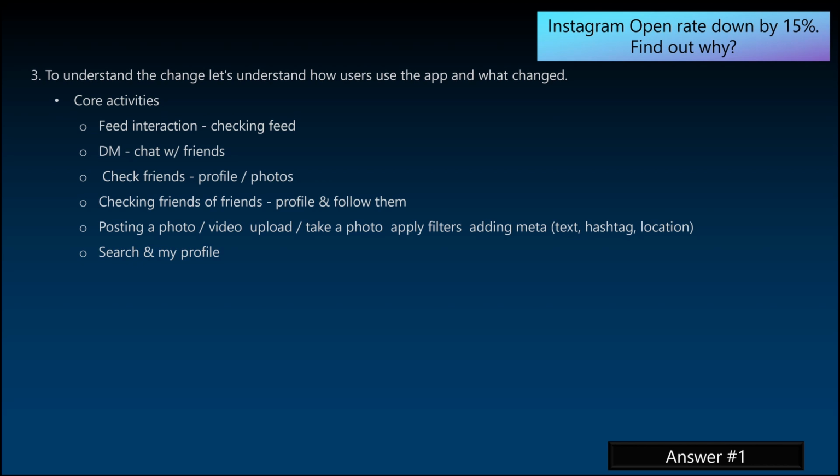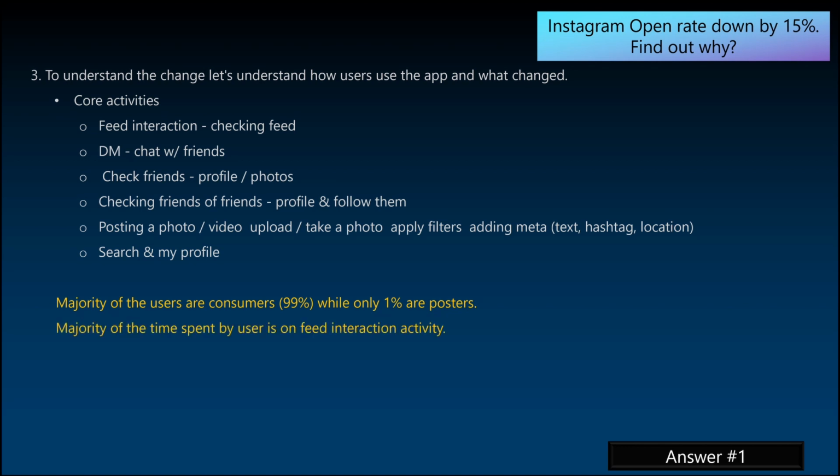Now again, we'll wait for a clue from the interviewer. So let's say that the interviewer informs you that majority of the users are consumers, while only 1% are actually posters. And hence majority of the time spent by user is on the feed interaction activity. Rest of the activities are actually smaller. Now this just means that there is a change in behavior on feed interaction.